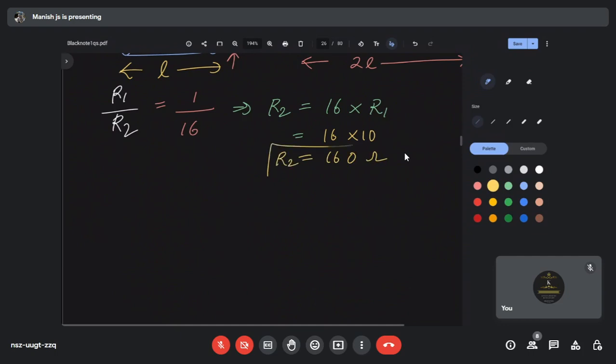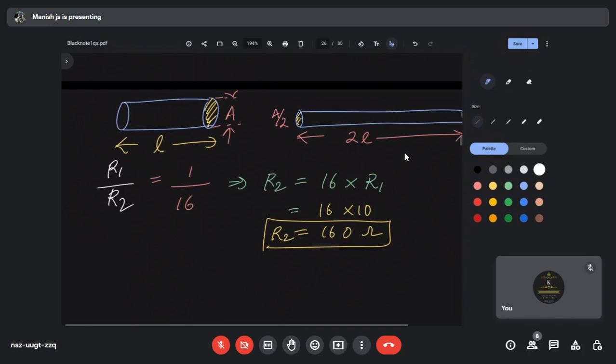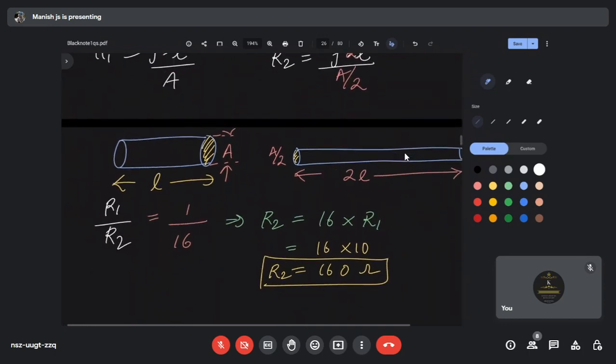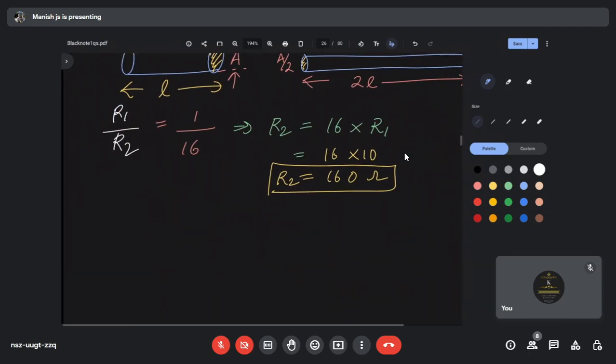That is all. So 1 upon 4 only. 1 by 4. Here we are taking the relationship of resistance. So 1 upon 4 will be your length relationship.